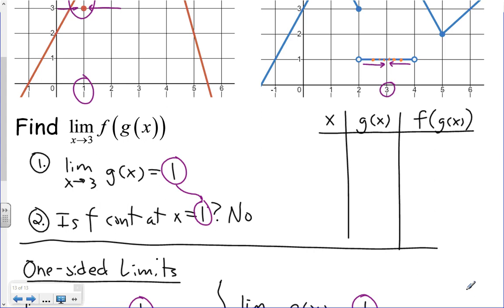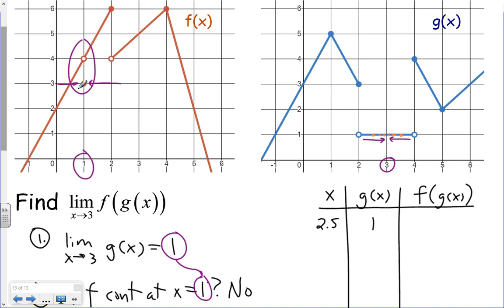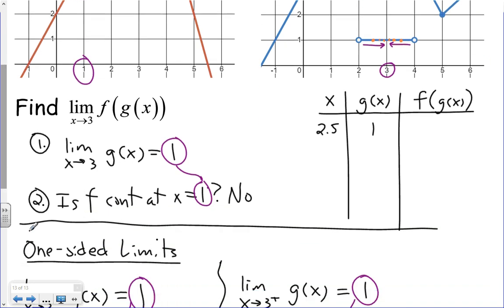So let's consider the left side just as an example. So if I pick a value that's to the left of 3, like let's pick 2.5. If I plug in 2.5 into my function g, I get a value of 1. Not close to 1, not slightly above or slightly below 1, but it's exactly 1. So now I could take that result and plug it into function f. If I plug in 1 into function f, what do I get? I get a value of 3.